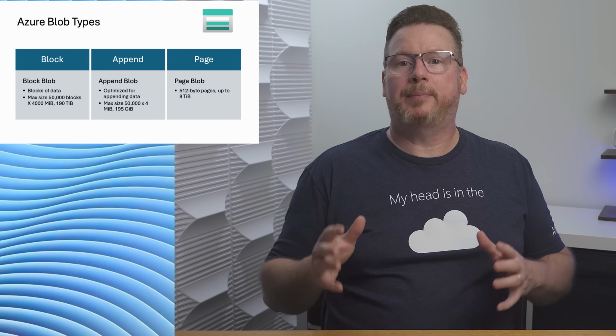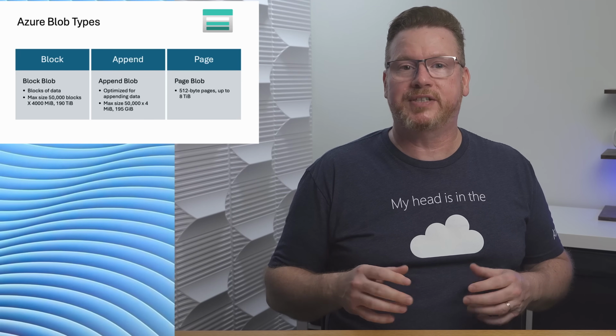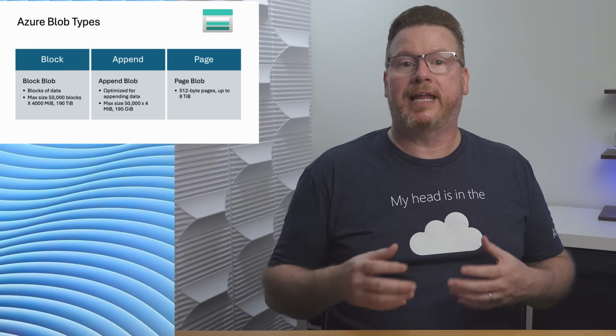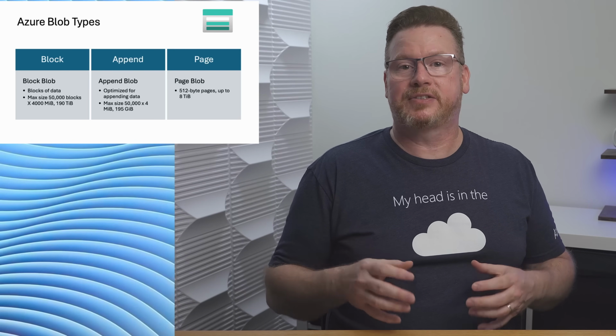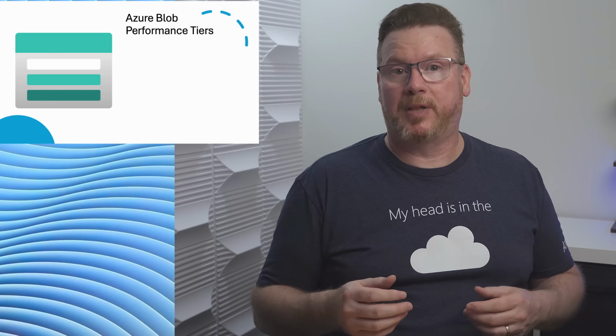The 3rd type of blob is a page blob. Page blobs are made up of 512 byte pages up to 8 terabytes in size. Page blobs are designed for frequent and random read and write operations. They're used for IaaS disk storage in Azure. There are 3 performance tiers available for blob storage.